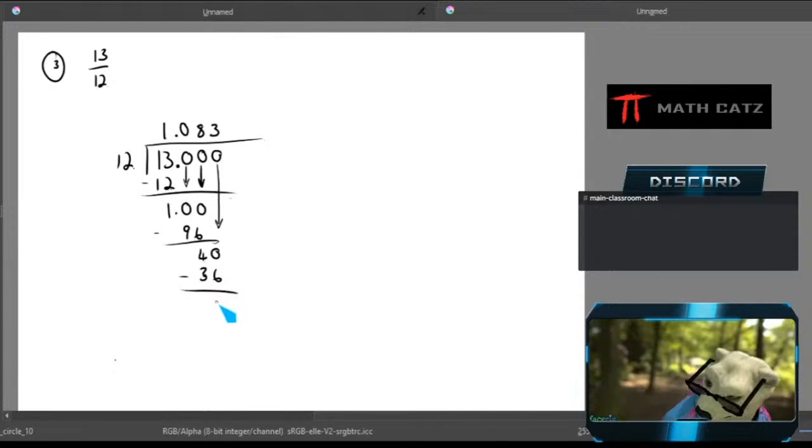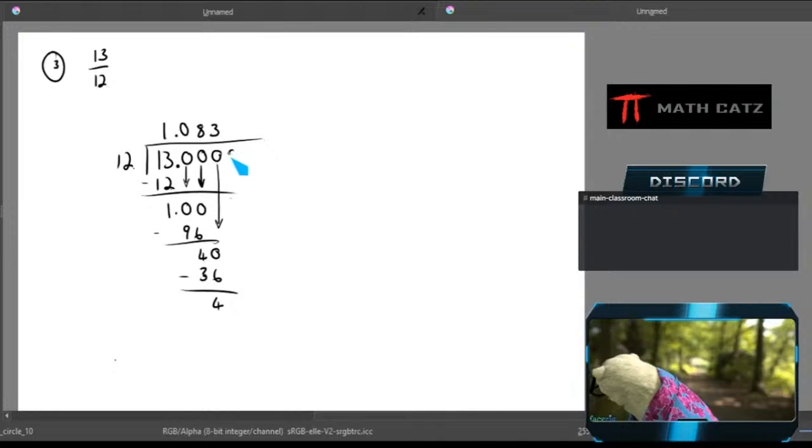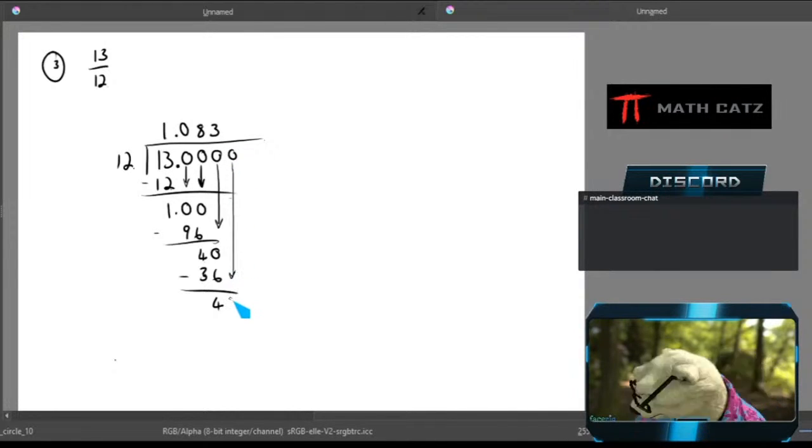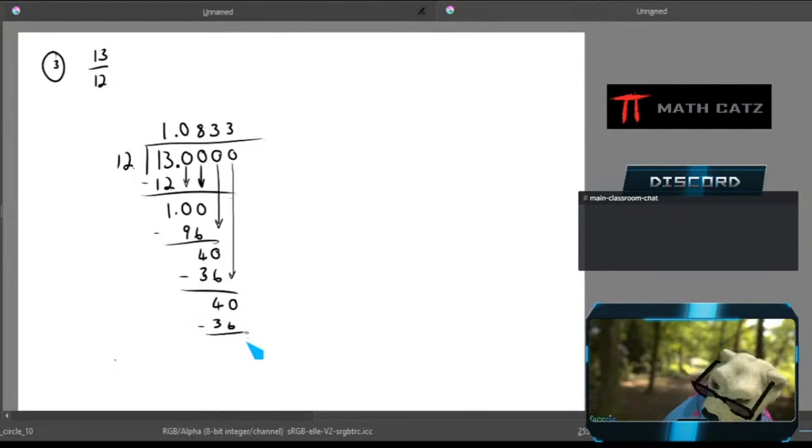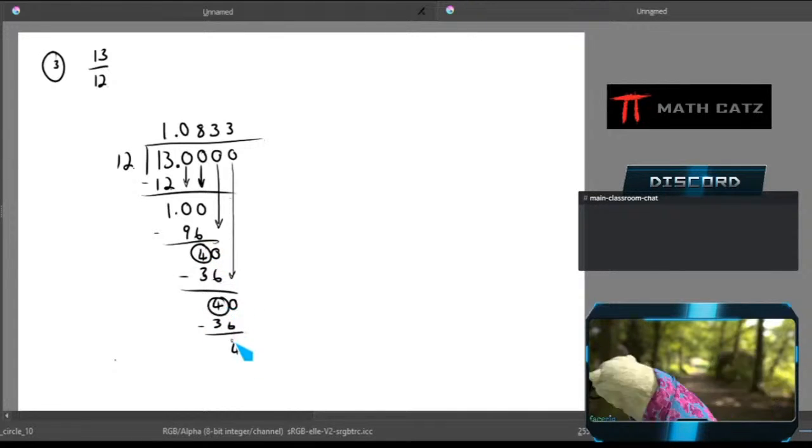36. And then I have 4 left. Still not 0. Bring down another 0. 40 again. 12 goes into 40 3 times. And then I start to see, ooh, wait a minute. There's my repetition. Every time I get the same remainder, I'm going to get stuck in a loop.